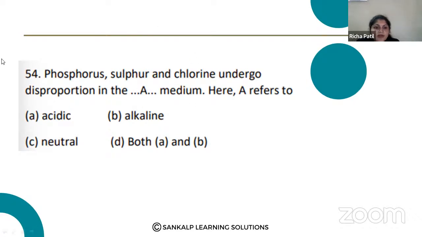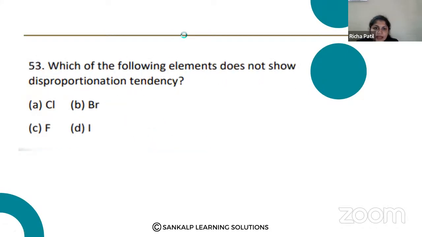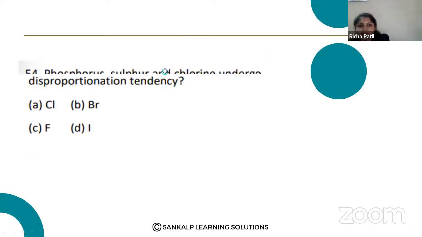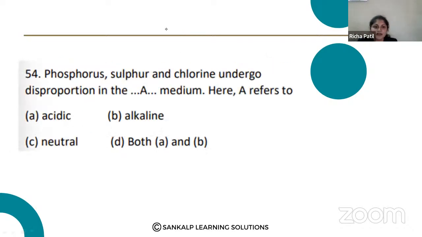Okay. So it undergoes disproportionation reaction in which medium? It is B. The correct answer is B. Remember this: disproportionation reactions are carried out in alkaline medium. So when sulfur, phosphorus and chlorine are taken, they will undergo disproportionation in alkaline medium.